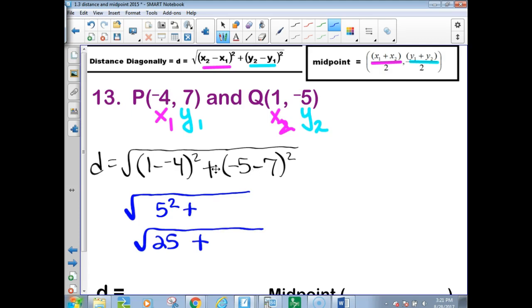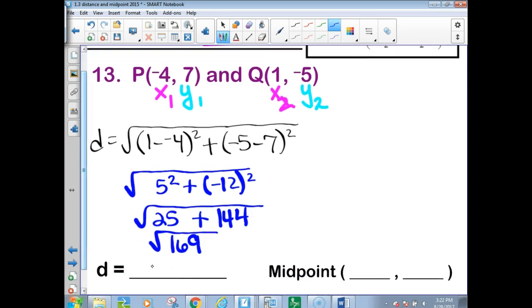And I'm just going to show it as if you wanted to do it without a calculator, if you're doing it in your head. Negative 5 minus 7 is negative 12, so I still need a parenthesis around it. Negative 12 squared is 144. Okay, I'm hoping if you typed this all in that you got the square root of 169. And when you find the square root of 169, it is 13.